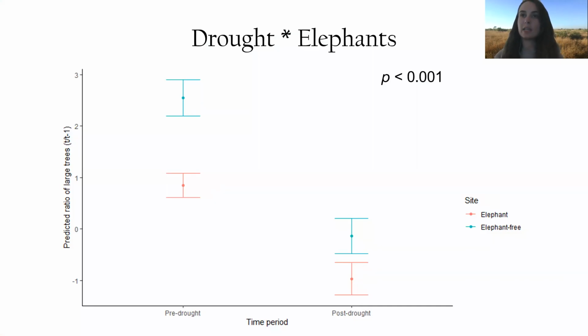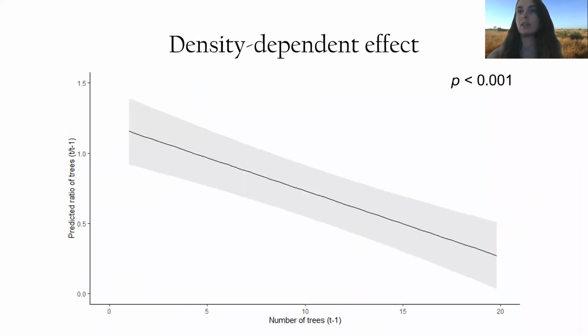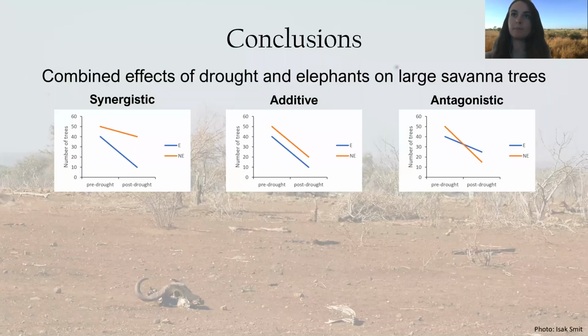So we found that, as we expected, both drought and elephants had a negative effect on the ratio of remaining large trees. And there was an interaction between these factors, but it was in the opposite direction that we expected. So there's actually a larger effect of drought at the site without elephants than the site with elephants. We also found a large effect of density dependence. So the more trees we had on a plot at the beginning of the period, the lower the ratio of remaining trees was at the end of that period.